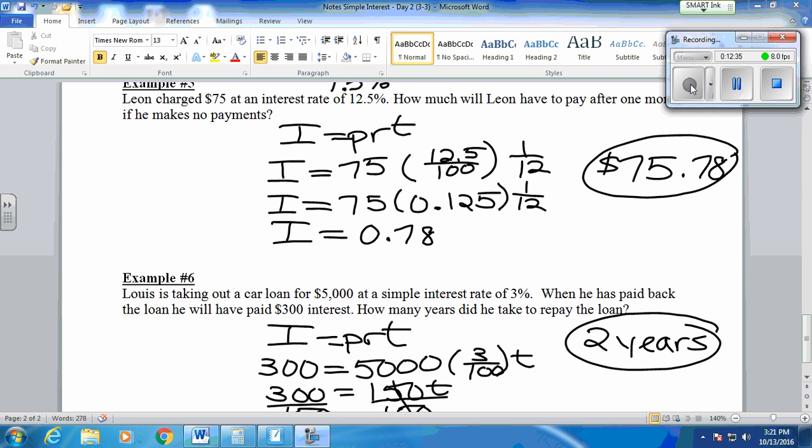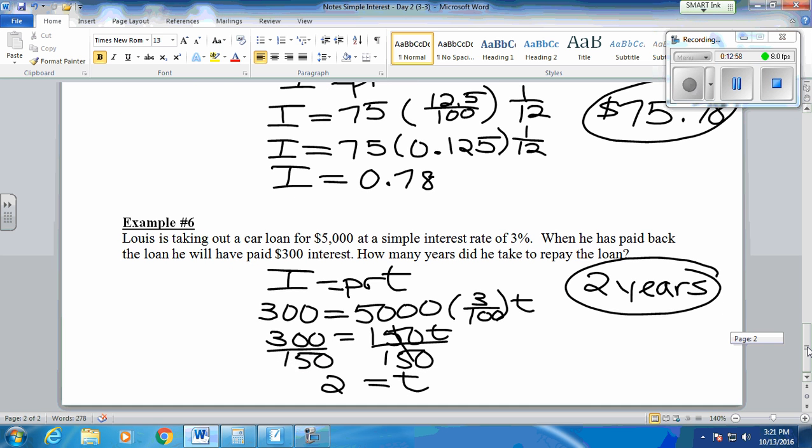For number 5, I was looking for the interest, and when it says how much will Leon have to pay after 1 month if he makes no payments, I have to first find what the interest will be charged, make sure that 1 month you have it as 1/12. He will be charged 78 cents in interest, but how much does he have to pay? Still has to pay back the original $75 that he borrowed, so it's $75.78.